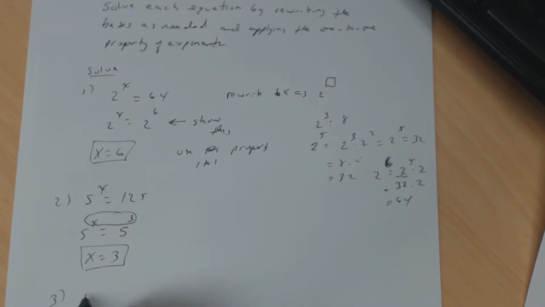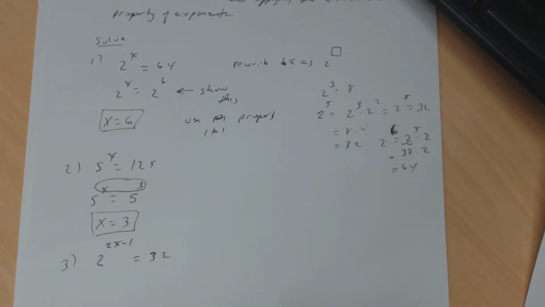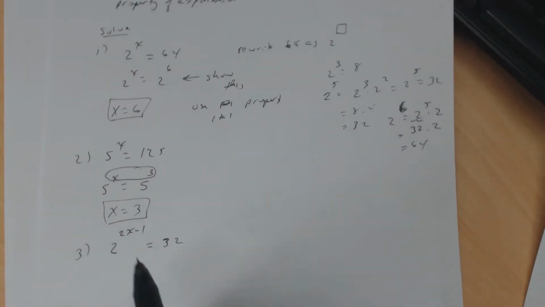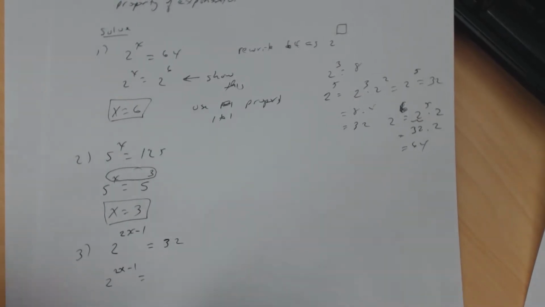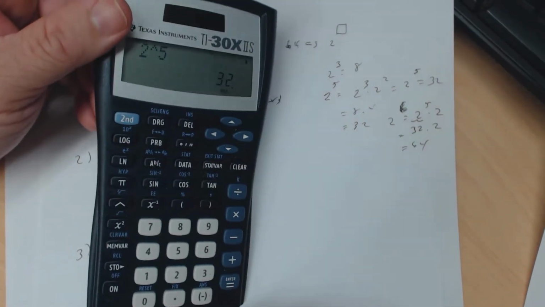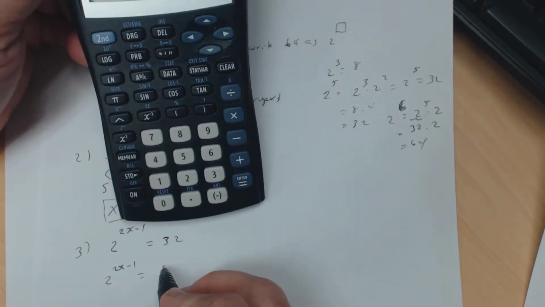Now, suppose we had 2 to the 2x minus 1 is equal to 32. That base is 2 right here. See that 2? Is there any way I can rewrite 32 as 2 to a power? Let's see, 2 raised to the 5th power is 32. There you go, 32 is 2 to the 5th.